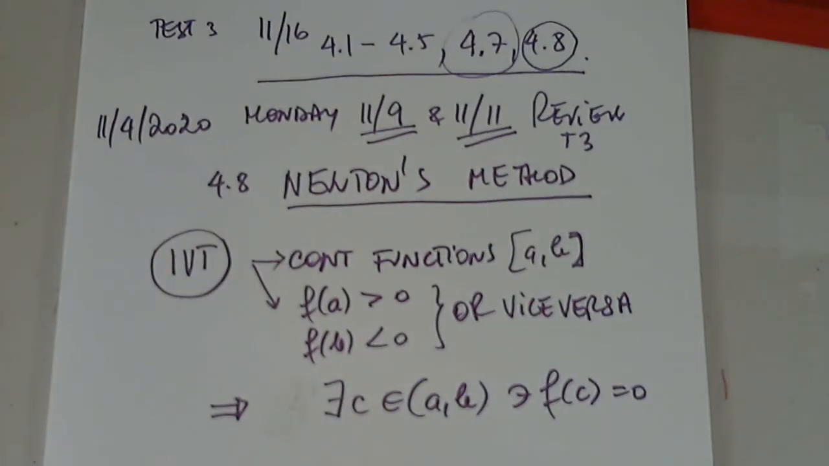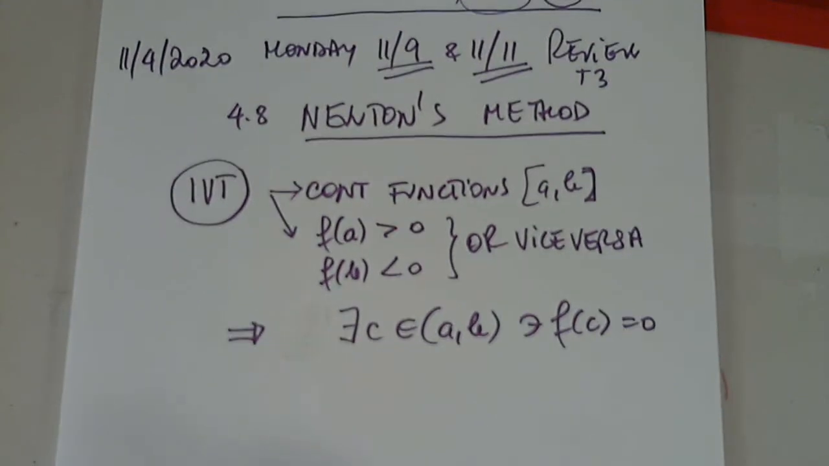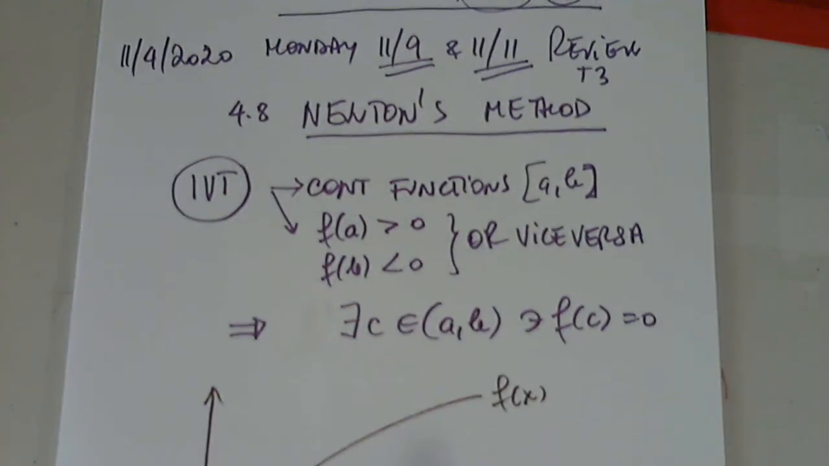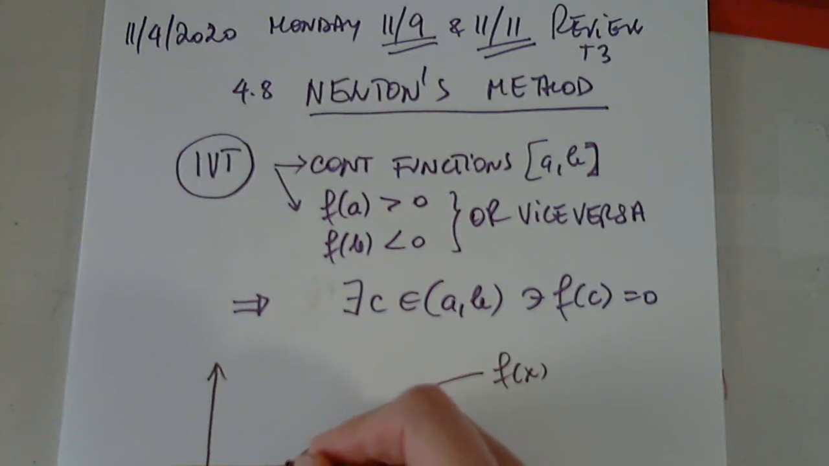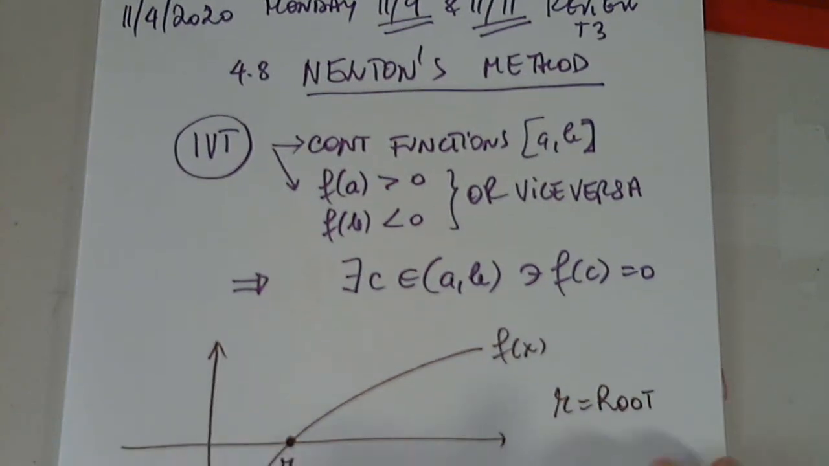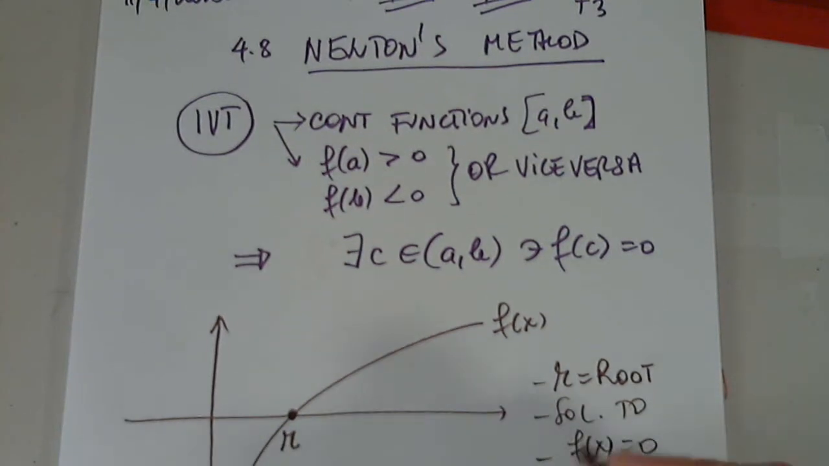Now, what are we trying to do here? And Newton was brilliant when he came up with this. He said this. Here's a function. Obviously, there is a solution here, an x-intercept if you want, or a 0 of the function. Let's call it r. R is the root or solution to f of x equals 0. Or all these mean the same thing.